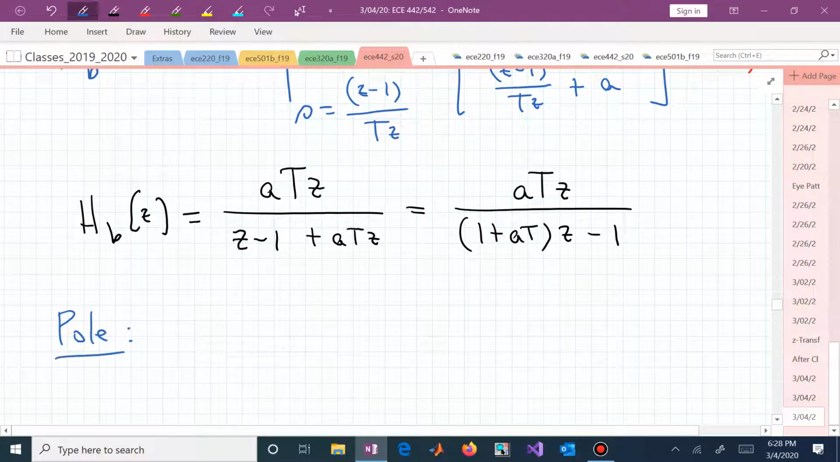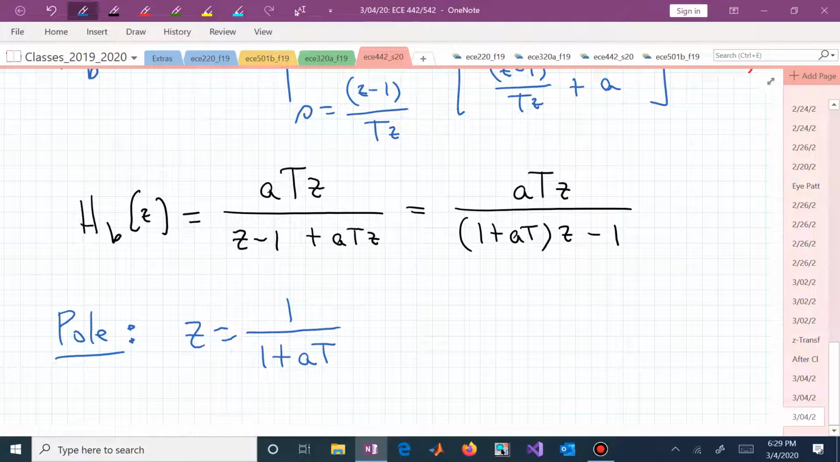Where's the pole? Same strategy, you just set the denominator equal to 0 and solve for z. z now becomes 1 over 1 plus AT. My question remains, how does that make you feel? Great, that's a good answer. Why? Because A and T are both positive. We multiply them together. We get a positive number. We have something in the denominator a little bit bigger than 1. 1 over something a little bit bigger than 1 puts us inside the unit circle.